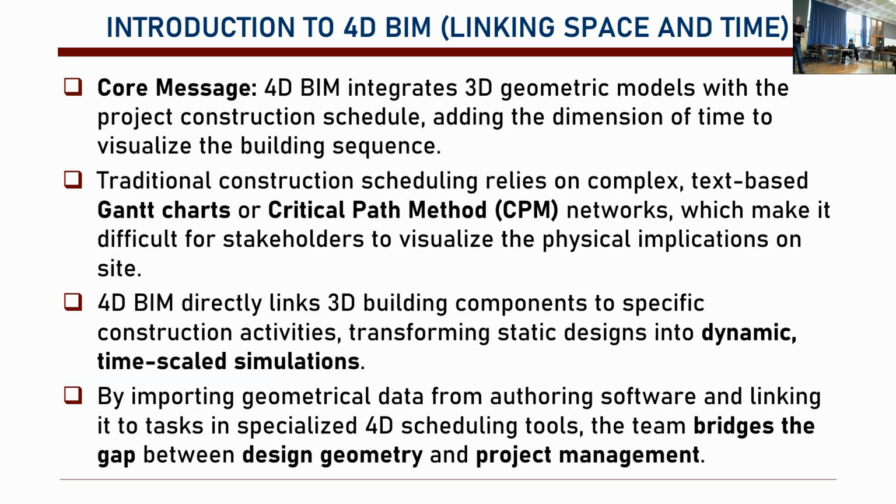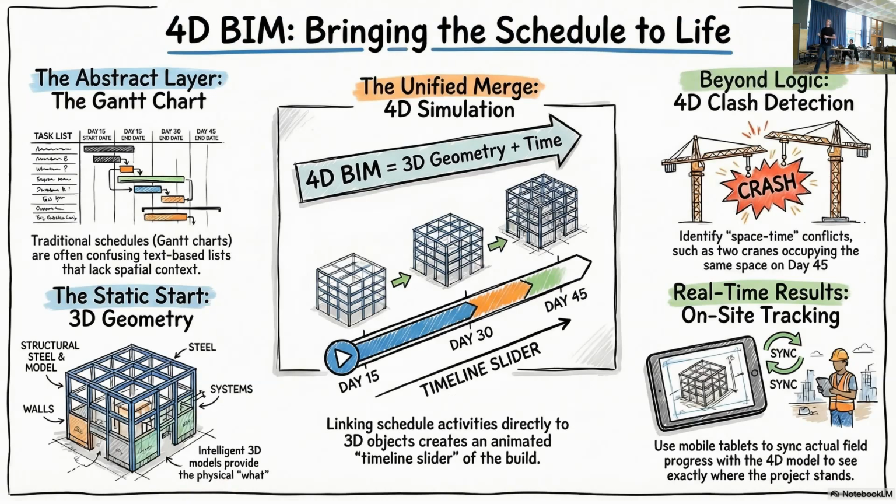But with 4D BIM, 3D components turn into dynamic time-scaled simulations. Construction activities are represented with these 3D components, and with this we bridge the gap between design geometry and project management. This is the most important thing. We have project management where they plan the construction activities, and we have the design model, and we want to relate them to each other. So this is four-dimensional BIM. In the past, we were doing abstract Gantt charts.